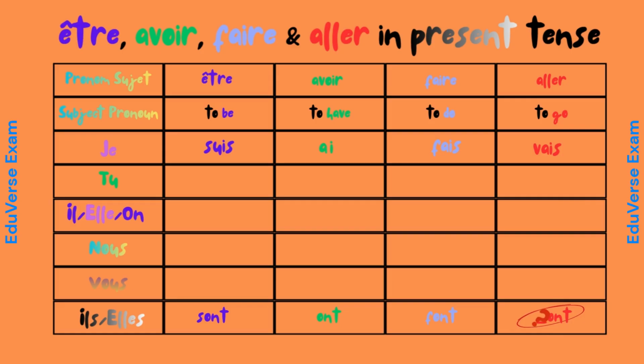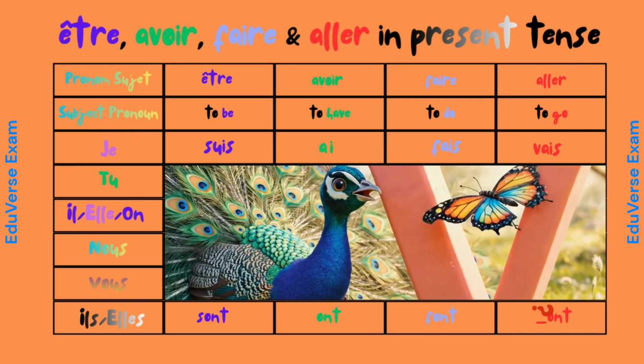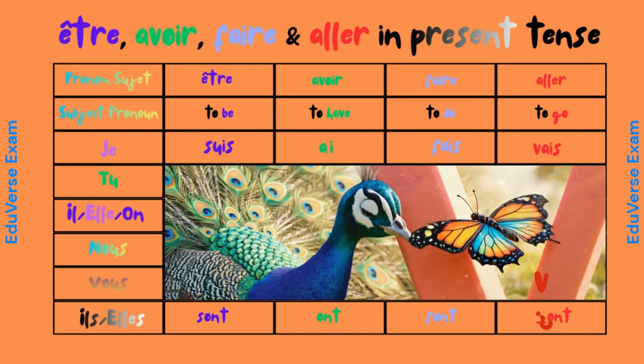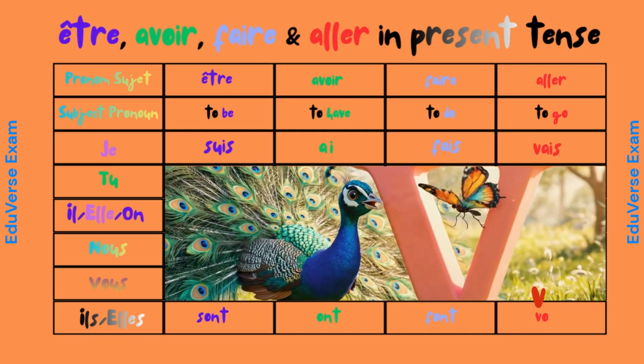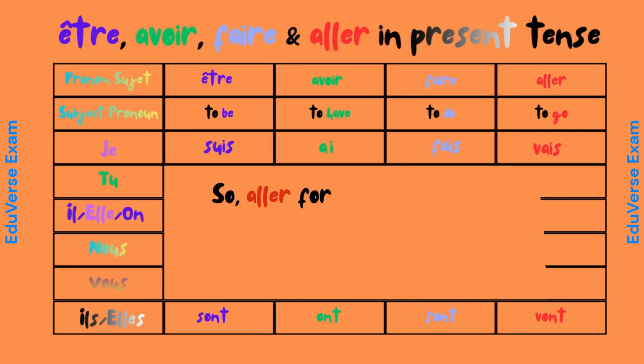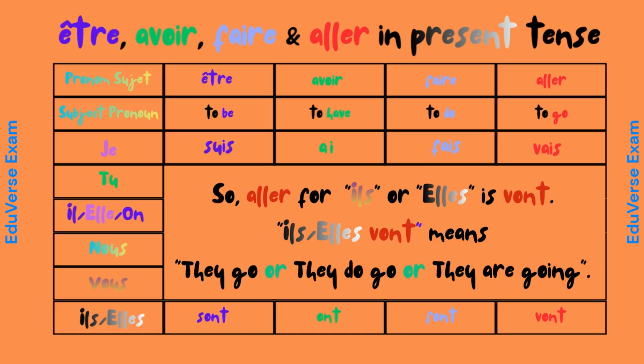So, what's the first letter? Which letter will occupy this place? What is the first letter of aller for je? It is V. So, let's bring that V down. What is aller for il or elle? Vont. Voilà. So, aller for il or elle is vont. Ils vont or elles vont means they go or they do go or they are going.